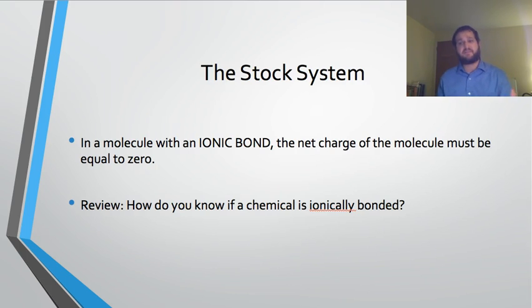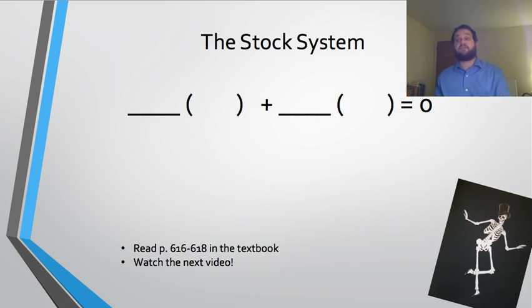Now, the stock system itself is just a way of balancing the equation. So remember we talked about in class how these elements all want to be happy, and they're going to try to do that by either taking or giving away electrons. And remember we gave a special name for that, how much an atom wants to give or take, right?